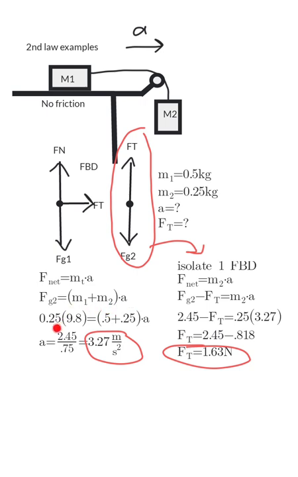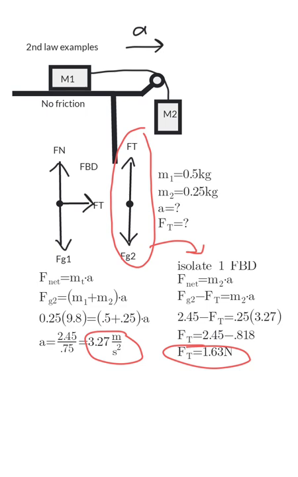So then from here, you just plug in all the values. Force of gravity 2 is going to be 0.25, that's mass 2, times 9.8, that's gravity, equals the total mass, 0.5 plus 0.25, times the acceleration. You manipulate the situation: a is equal to 2.45 divided by 0.75, and this is your acceleration. So you get an acceleration of 3.27 meters per second squared.